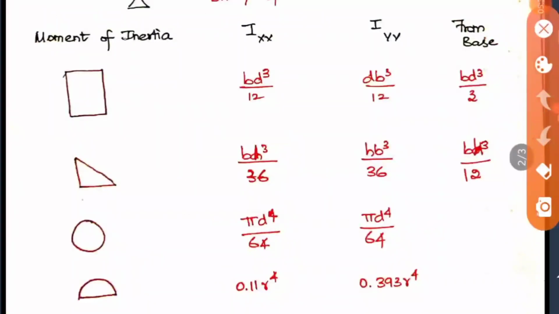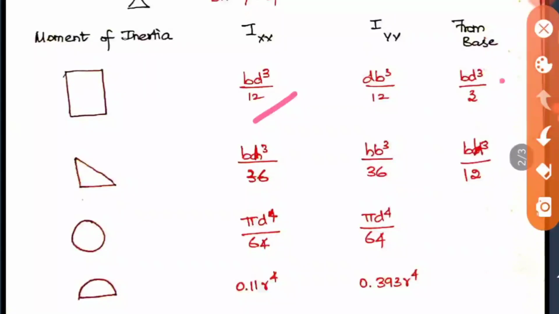And then comes the moment of inertia value. These are very important. For a rectangle it is b d cube by 12, and along the y-axis it is d b cube by 12. This is in general along the axis, but when you are taking from the base it is b d cube by 3. So always this Ixx should be divided by 3 so that you get the value from the base.